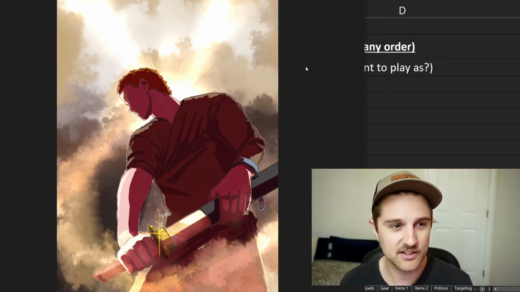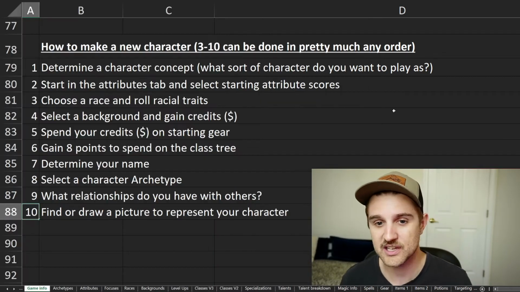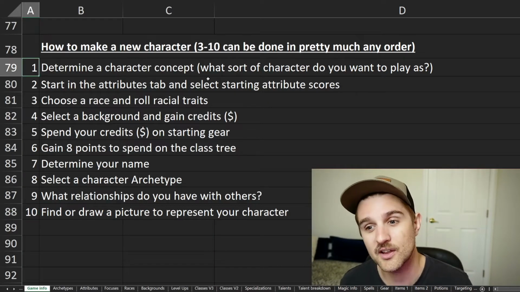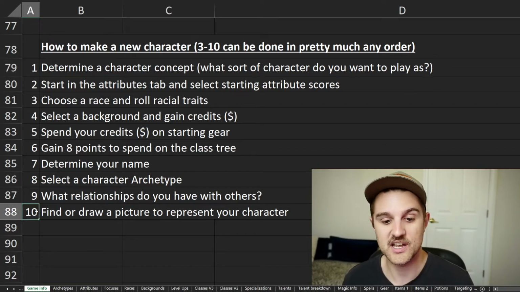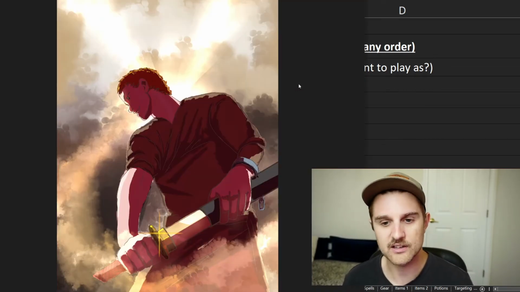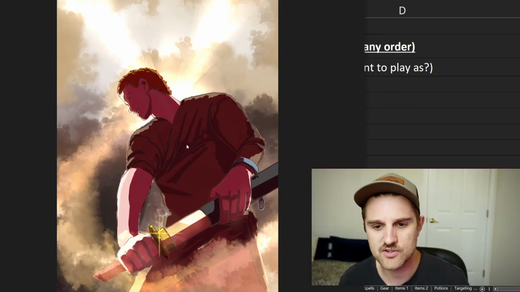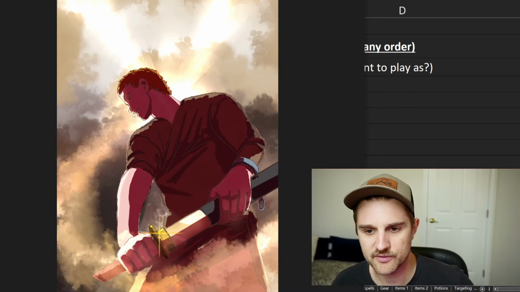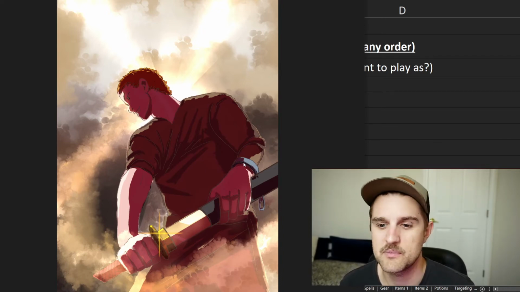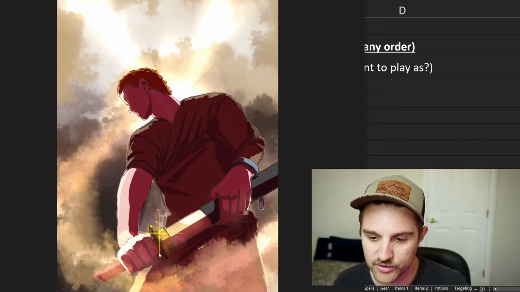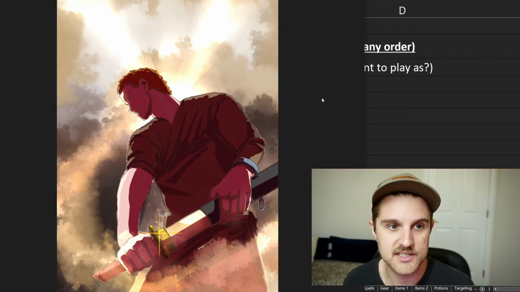So this one right here, maybe you're like, oh, sometimes it's really good to even start with a picture, right? That first thing I mentioned, number one, determine your character concept. What sort of character do you want to play as? Sometimes you can even start with number 10, with a picture. You're like, oh, this guy looks so cool. What do I know about this guy? Well, he doesn't seem to be dressed in a lot of armor. He seems confident. He's got this light behind him. He's wearing a shackle. Maybe he used to be a prisoner. Oh, look at this cool sword. It reminds me of a gladiator or something. So that could be a cool character concept to go off of.